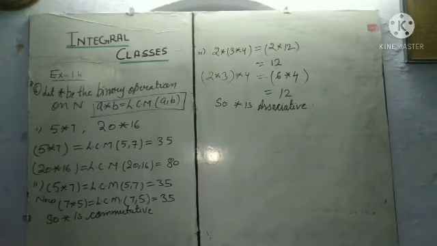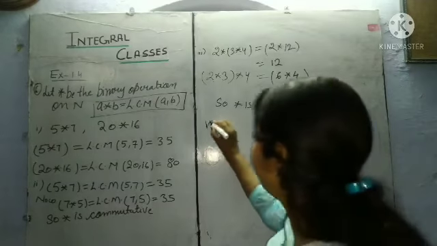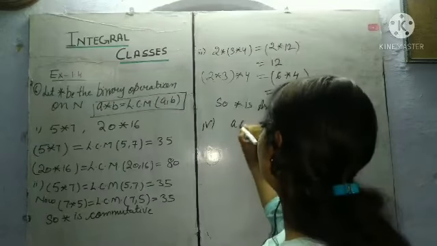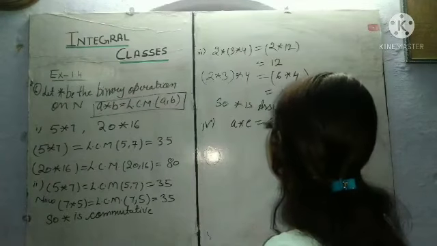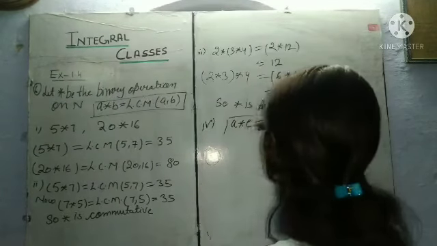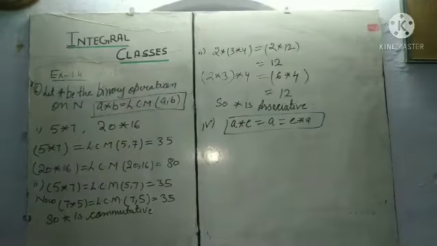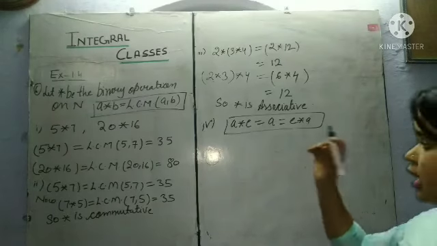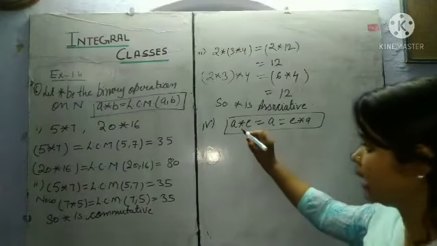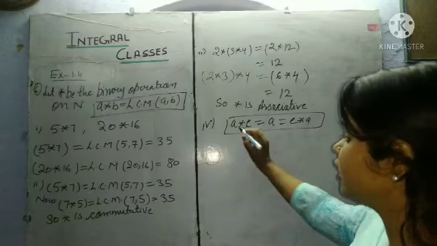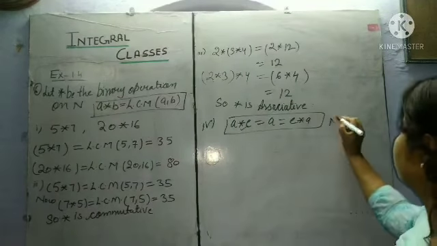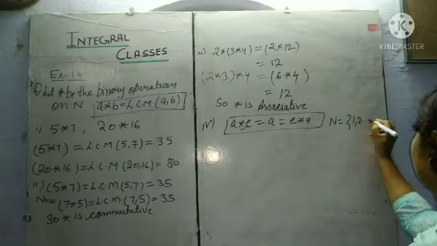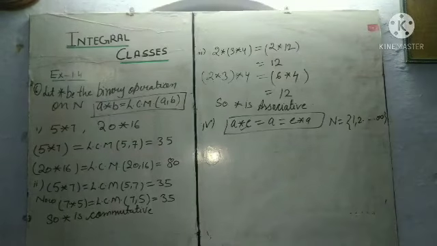Now for this, find the identity of star in N. Here we know that N is the set of natural numbers, and for identity we should write a star e equal to a. What is the meaning of identity? If we apply this binary operation to any element, then we get the same number. But student, we know that natural numbers go from 1, 2 to infinity.